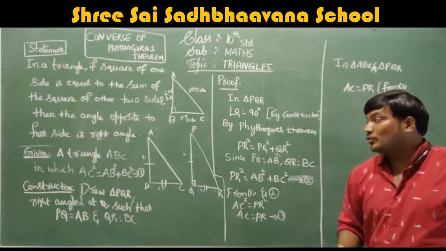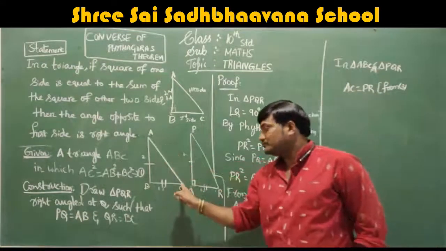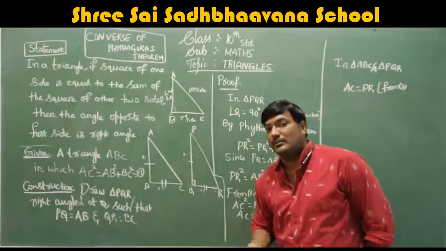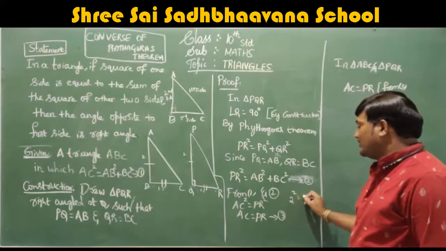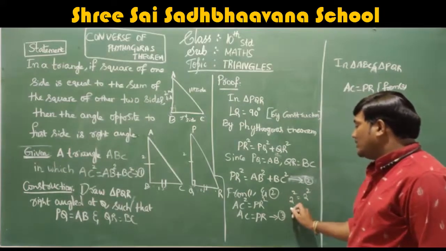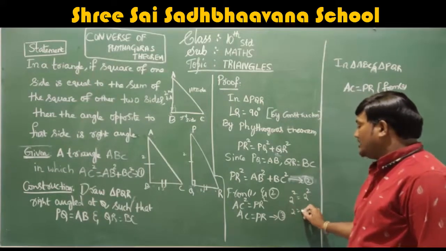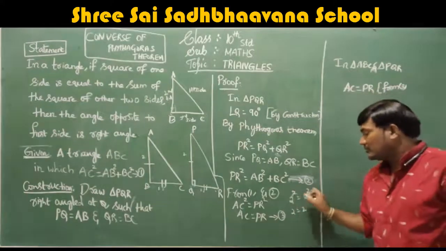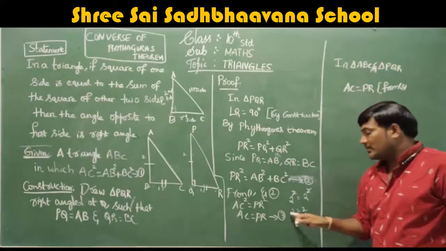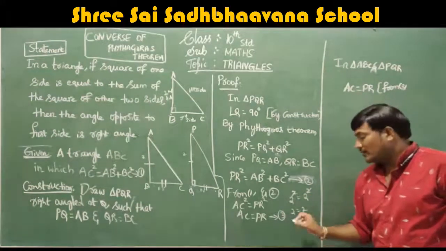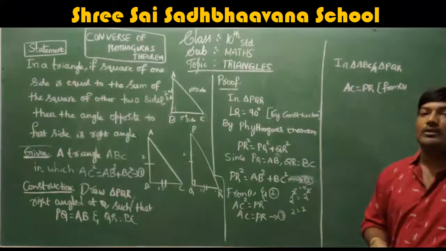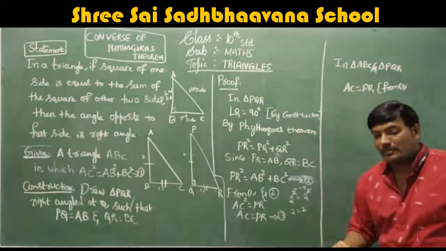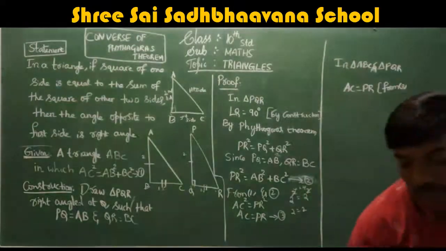It means we proved that this length is equal to this length. I know, it needs explanation. If 2 square is equal to 2 square, then obviously 2 is equal to 2, right? Squares will cancel. Definitely you will get 2. Obviously, if 2 square is 4, and if 4 is equal to 4, definitely 2 should be equal to 2. This is a simple explanation. I hope you understood.